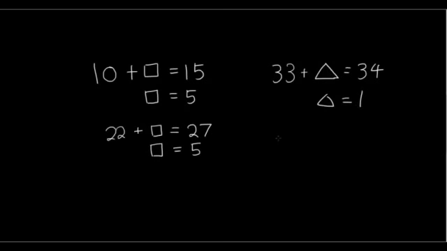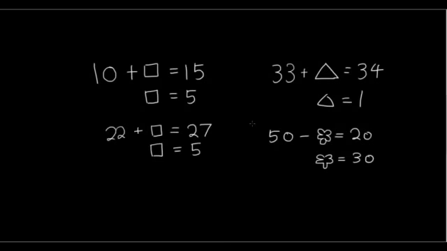Alright, and if I told you 50 minus a box, let's not do a box, let's do a funny flower shape, equals 20. Alright, so you can probably tell me that the flower shape is 30. Okay, so that is simply replacing an unknown number with a symbol.